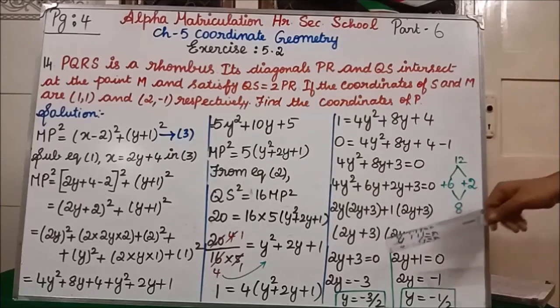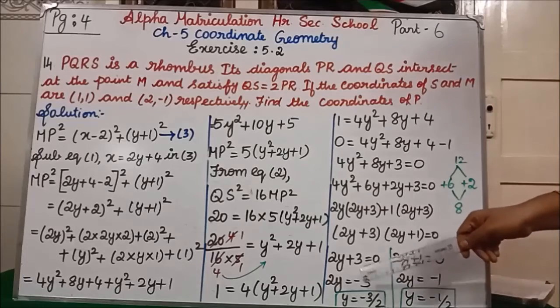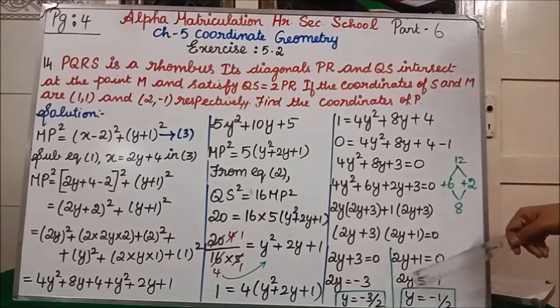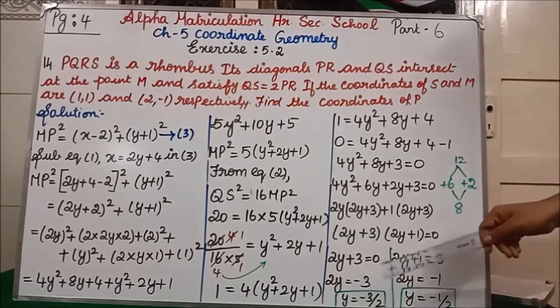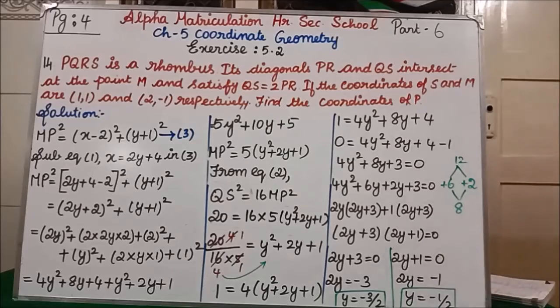So 2y plus 3 equal to 0. Then this side is what? 2y plus 1 is equal to 0. Here 2y is equal to plus 3, if it comes this side it will become minus 3. Similarly 2y is equal to plus 1, if it comes this side, minus 1. So y is equal to minus 3 by 2, y is equal to minus 1 by 2. Now we have got 2 y values, but we have to find the x value, so that only we can say the P coordinate value.